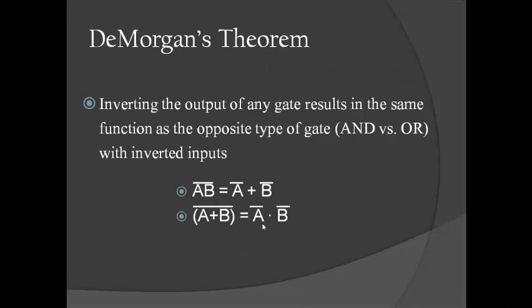Now it's my time to explain the meaning of DeMorgan's theorem. It says that inverting the output of any gate results in the same function as the opposite type of gate with inverted inputs. For example, NOT (A AND B) is always equal to NOT A OR NOT B. Or, similar to a NOR gate, NOT (A OR B) is equal to NOT A AND NOT B.